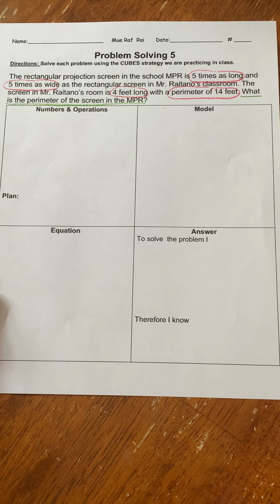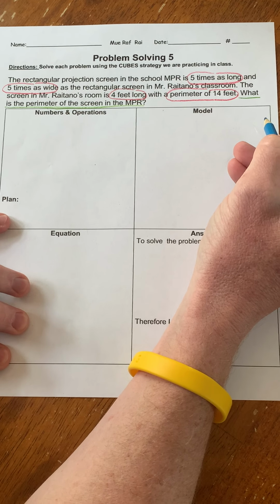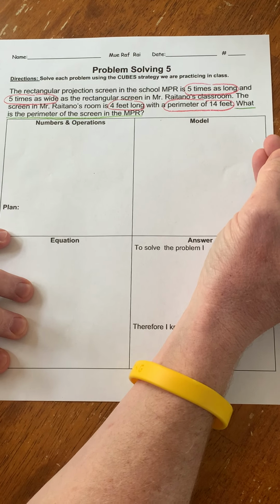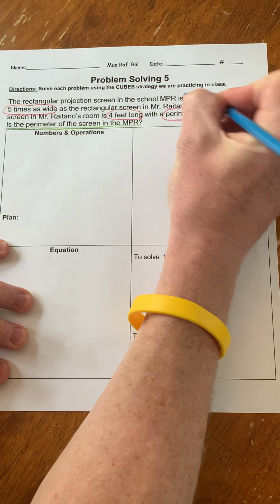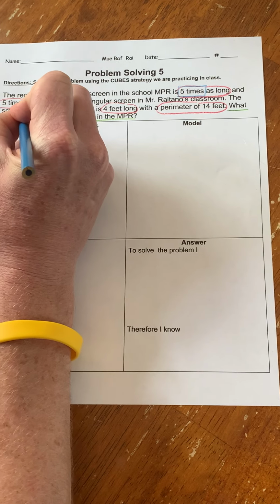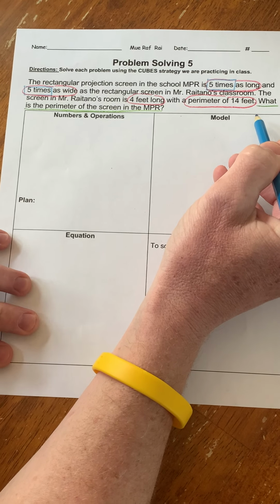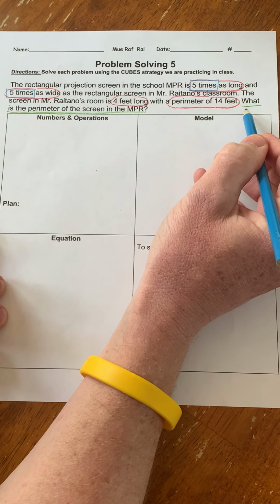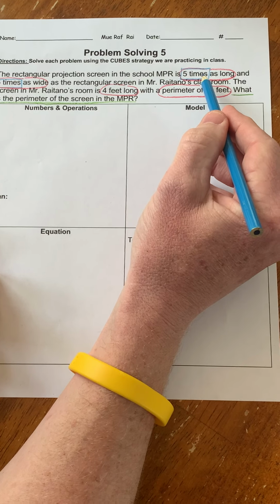All right, so we underline the question. Now put a box around any clue words. What words really jump out at me that tell me what kind of operations to do? How about this: that the NPR is 5 times as long and 5 times as wide as Mr. Reitano's classroom. And I think that's all it tells me what to do. So I'm definitely going to multiply in this one. That's part of my plan.